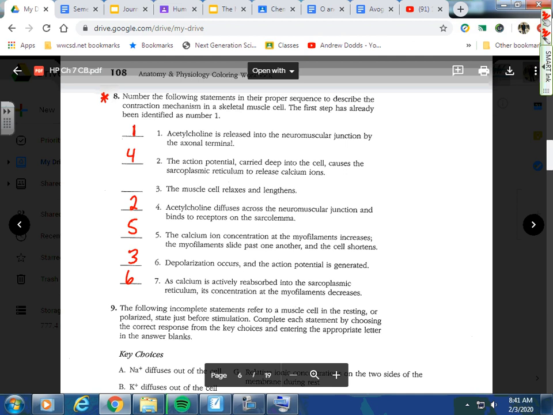We actually went more in depth on this part, talking about the calcium binding to the troponin on the actin and all that stuff, if you remember that. Active sites being exposed, all that fun stuff. And so the last step would be number 3. That's where the muscle cell will then be able to relax and go back to normal length. Okay?